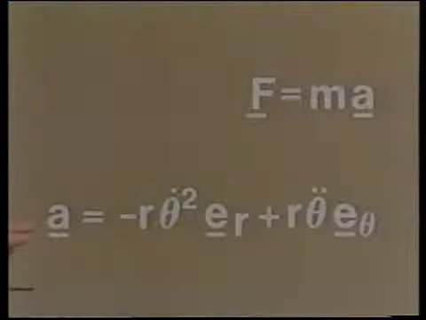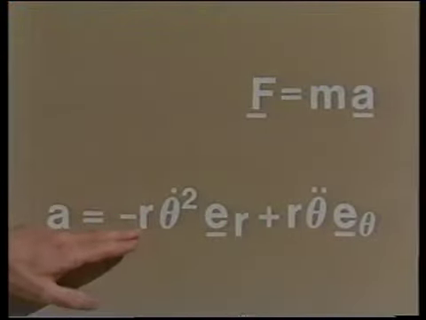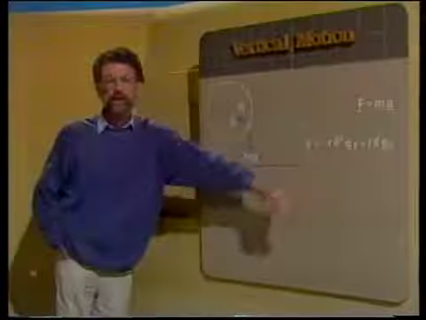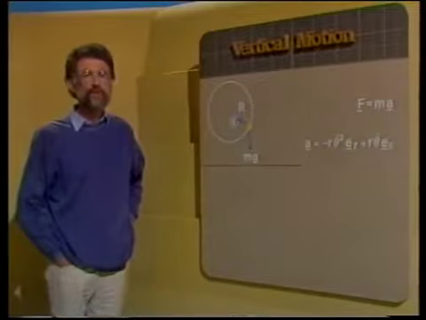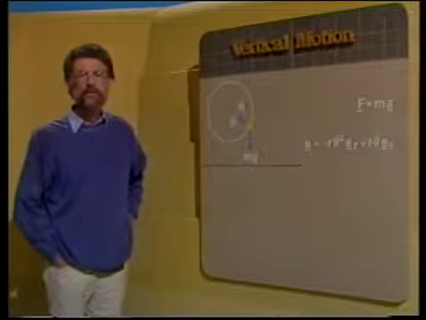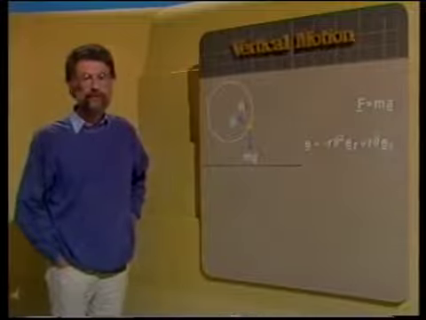Now I'm going to use the acceleration in polar coordinates. Here's the formula which we derived earlier, and r here is the radius of the track. The acceleration of the car is going to have components in both the radial and the tangential directions this time, because the car's speed will certainly vary.